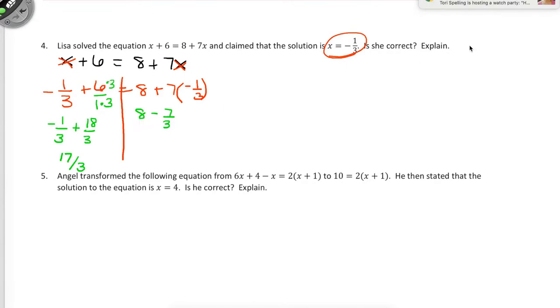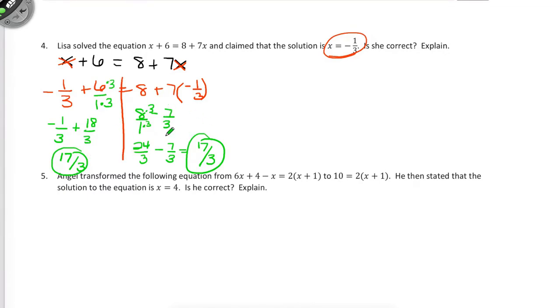Over here, I have 8, and then I have 7 times negative 1 gives me negative 7 thirds. And again, I'm going to put a 1 under this. Make myself a common denominator of 3. So I get 24 over 3 minus 7 over 3. And then 24 take away 7 gives me 17. And the denominator stays the same. So as you can see, I got both sides the same answer. So yes, negative 1/3 is a solution.